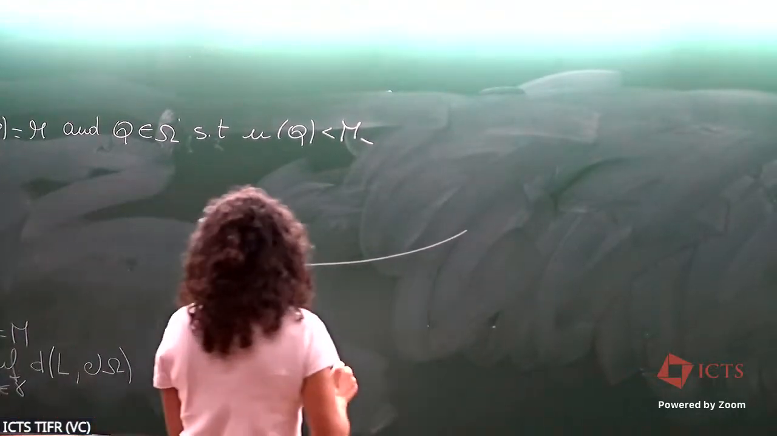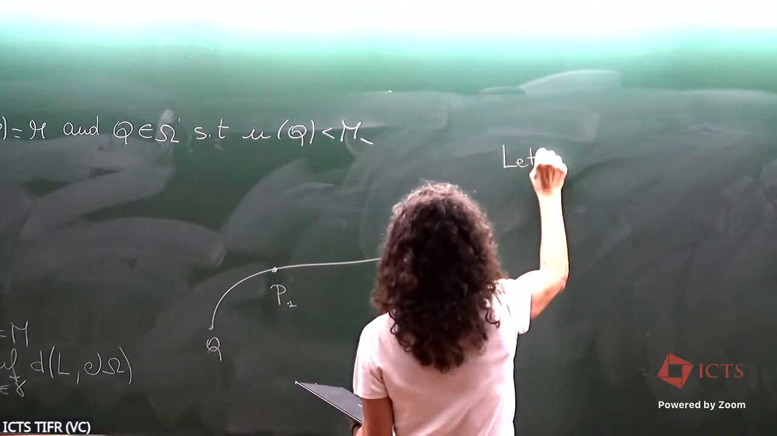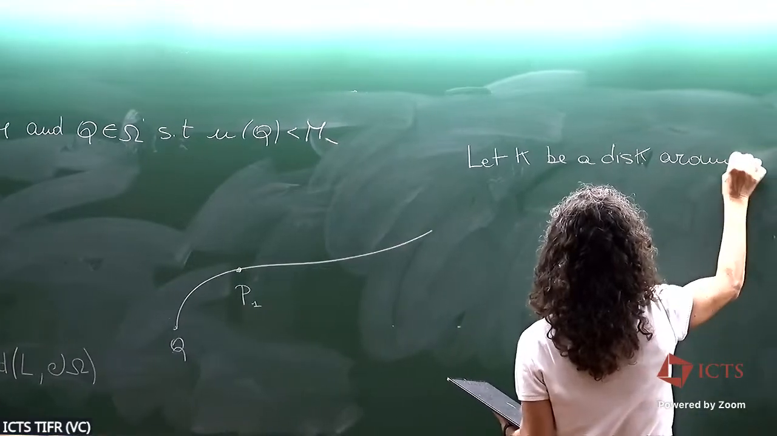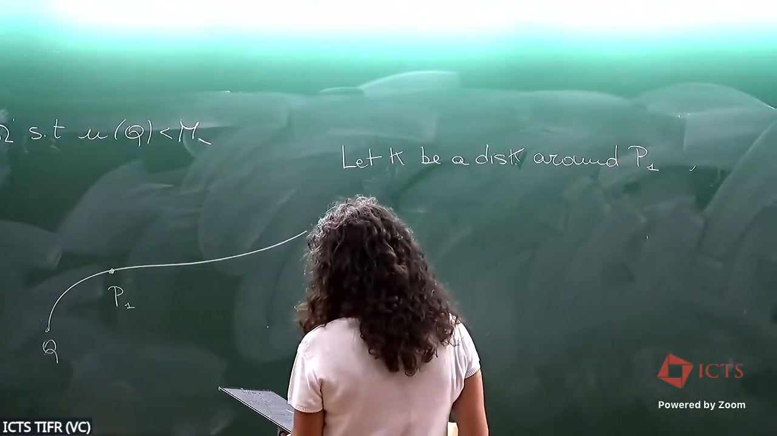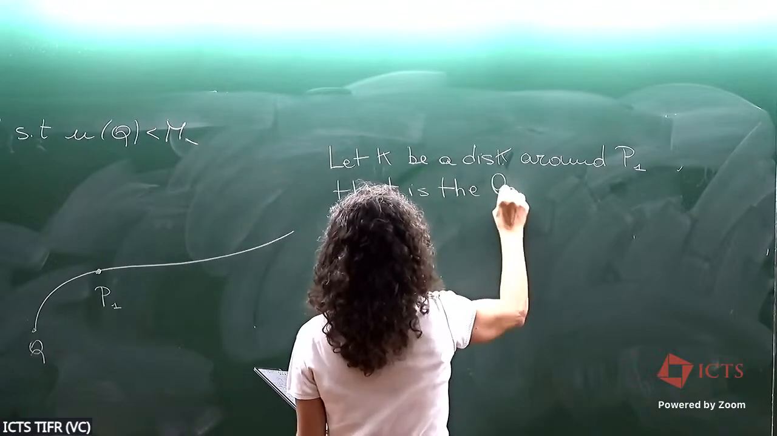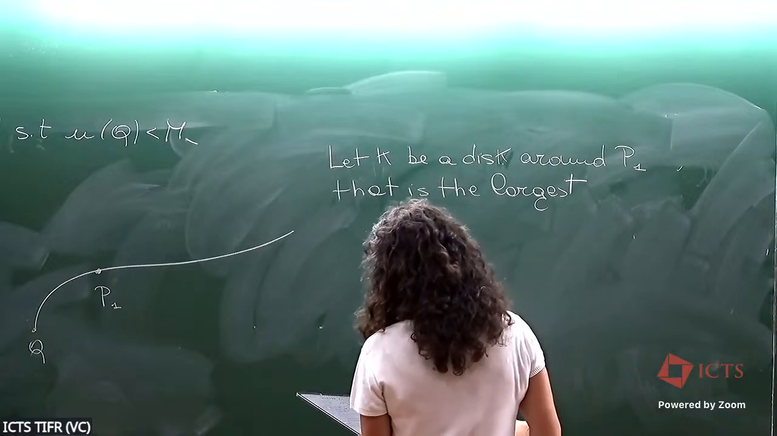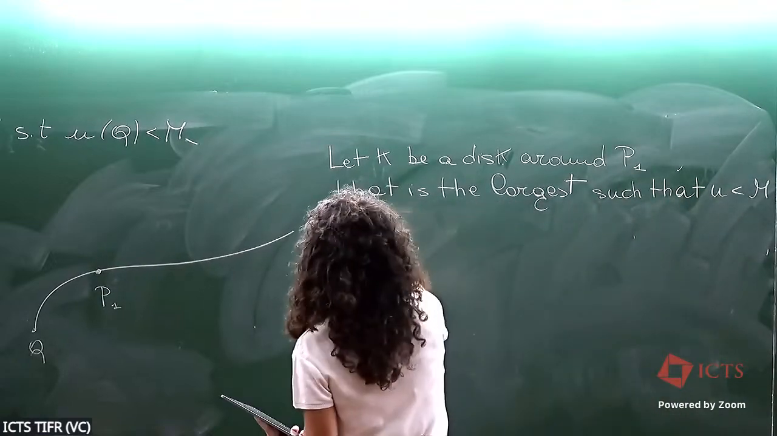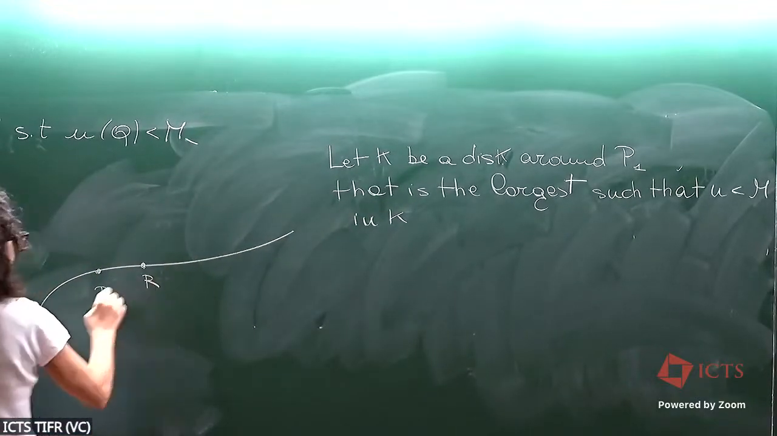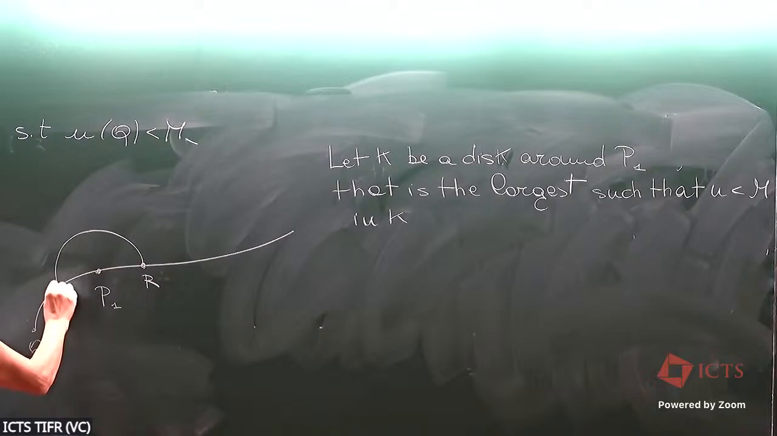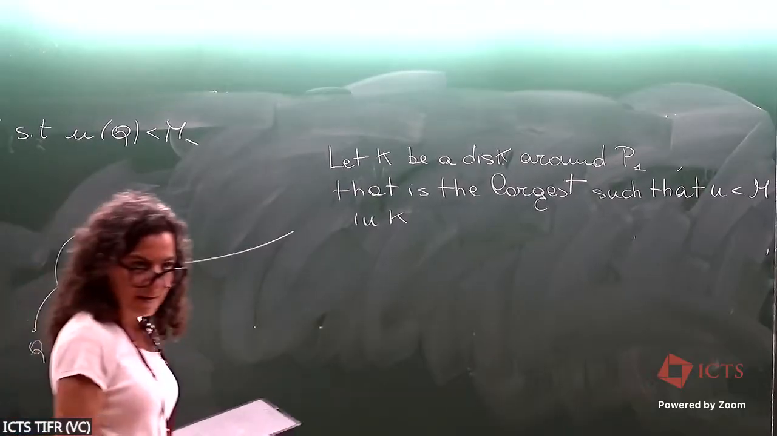No, we are going to construct the following disk. So let K be a disk around E1. That is the largest such that U is smaller than M in K. Remember that you have R here. So here you have that the function is equal to M. So for sure, this disk will be, I mean, the maximum that can be is like that. It cannot be larger than this.